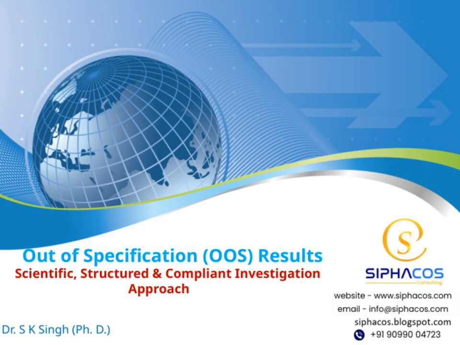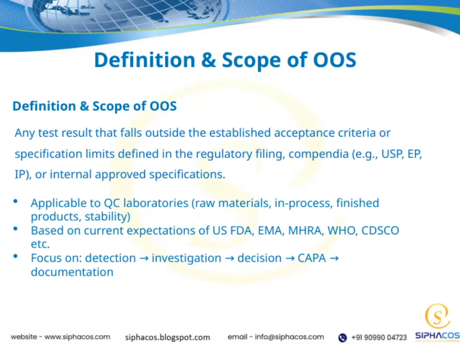Let's get started. Let's take a closer look at what applies to QC laboratories, whether we're testing raw materials, in-process samples, finished products, or stability batches. These standards are based on current expectations from regulatory bodies like the US FDA, EMA, MHRA, WHO, and CDSCO. The key focus here is on the entire process, from detection of an out-of-specification result to investigating the root cause, making a decision, implementing CAPA, and thoroughly documenting everything.